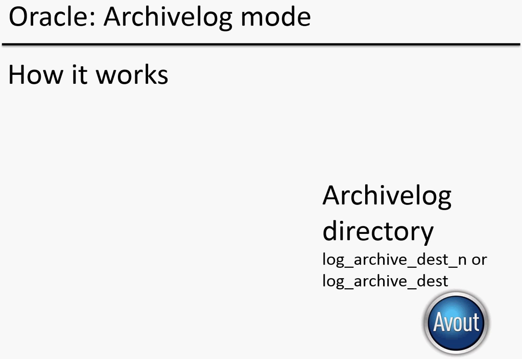Log_archive_dest_n allows us to specify multiple locations for us to save these files in. If we want to be super secure and make sure that we have multiple copies of these archive log files, we can do that. Or we can just specify log_archive_destination.